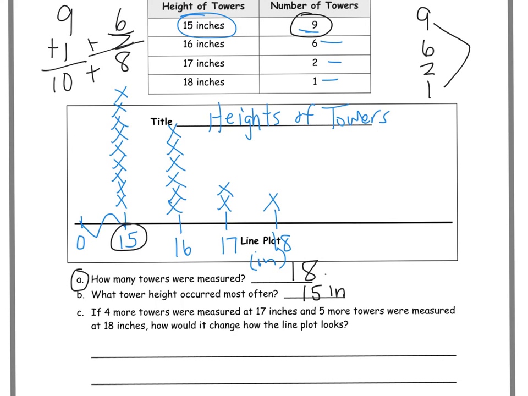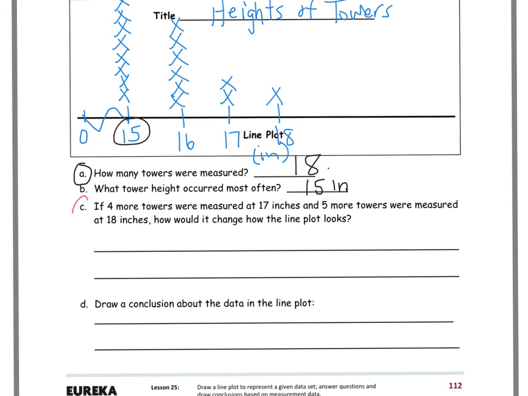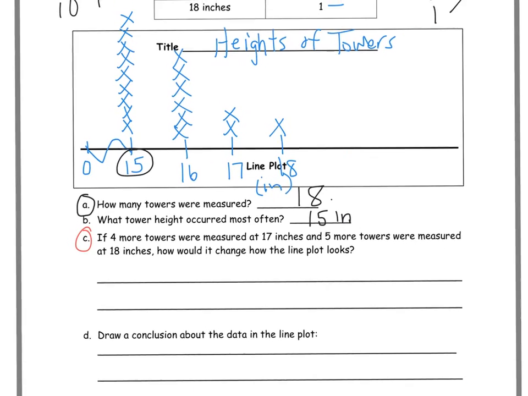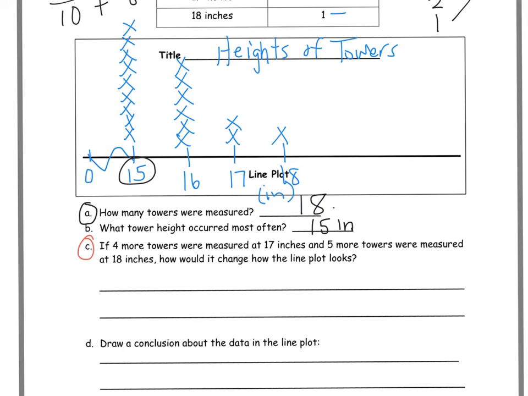And then we have a few questions down below that I'm going to leave to you. C says if 4 more towers were measured at 17 inches and 5 more towers were measured at 18 inches, how would it change how the line plot looks? I'll put those in, and then you can draw the conclusion based on what you see. So I got to do 4 more at 17. And I'm doing a different color so I can see the original compared to the new. 5 more at 18. And then you get to draw the conclusion as to how it looks. And then draw a conclusion about the data and the line plot.